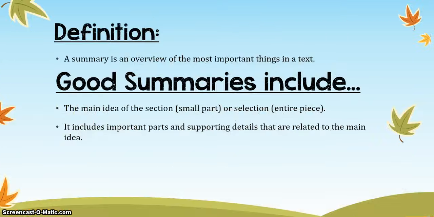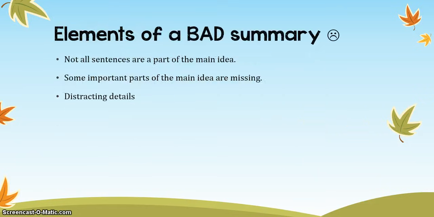First of all, a summary is an overview of the most important ideas in a text. All good summaries must include the main idea of each section of a text, and sometimes they'll include important details that relate to the main idea. A bad or incomplete summary will be missing important information and may even be missing information from an entire section of text. It might include distracting details or unimportant details.